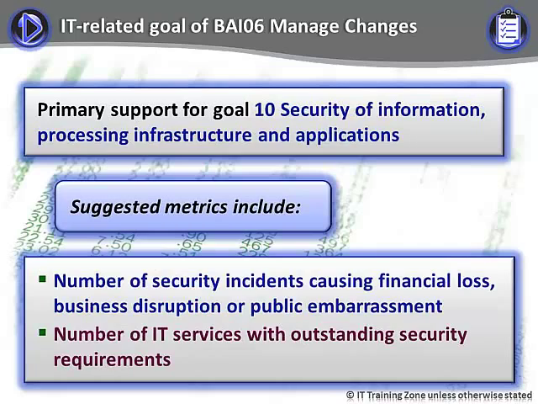The third and final IT-related goal of the process is 10, Security of information, processing infrastructure, and applications. 4 example metrics are documented. 2 of them are: number of security incidents causing financial loss, business disruption, or public embarrassment; and number of IT services with outstanding security requirements.